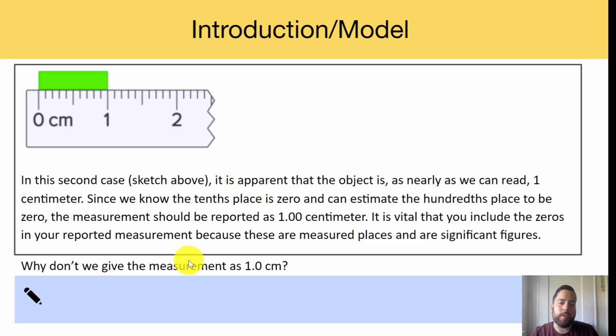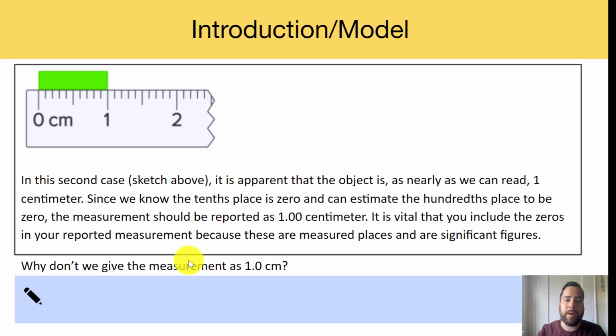So let's look at another example in the sketch above. It's apparent that in this case, it's pretty much 1 centimeter, right? So we know that the 10th place is 0, and we can estimate the 100th place to also be 0. So essentially this would be reported as 1.00 centimeters. It is vital that you include those in your reported measurements because these are measured places that are significant figures.